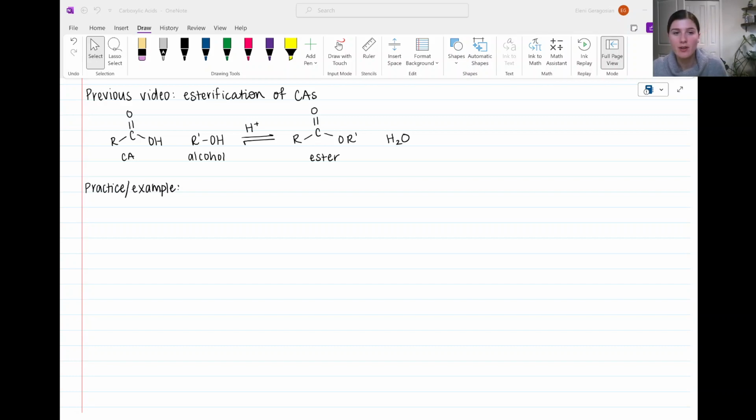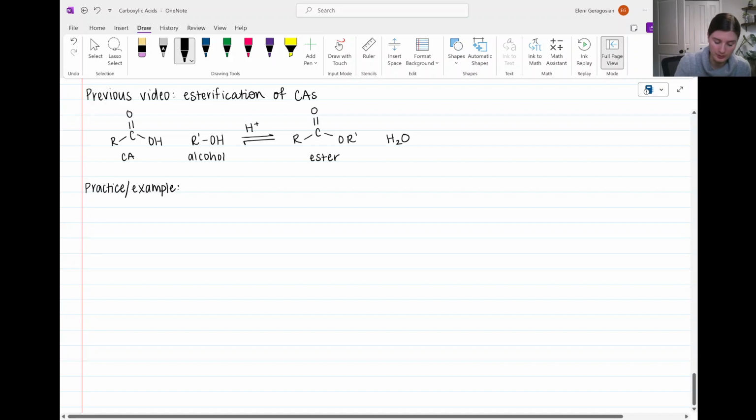In the previous video, we talked about esterification of carboxylic acids, and I have the general reaction scheme here. So you start with a carboxylic acid, or CA, as an abbreviation. We add an alcohol under acidic conditions, and through the mechanism, we form an ester functional group where the OH oxygen from the carboxylic acid is now bonded to the carbon chain from the alcohol. So that's represented by R prime. And then H2O is a byproduct. We lost water in the reaction from the main molecule.